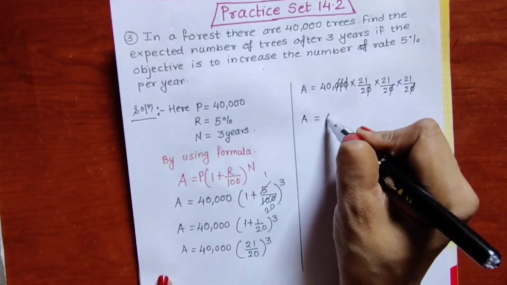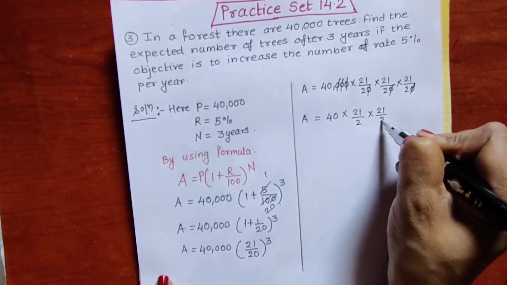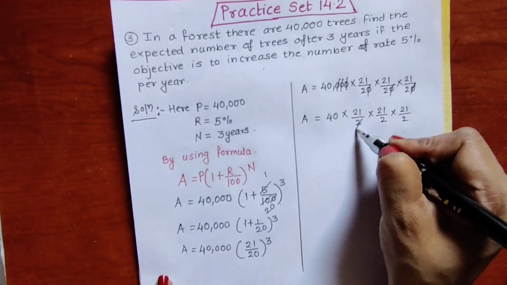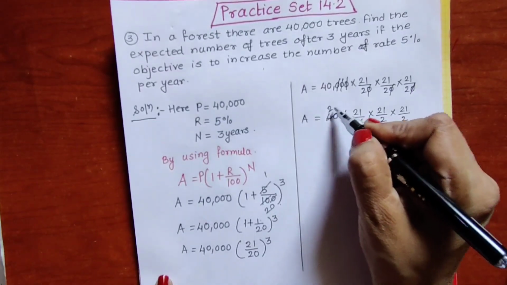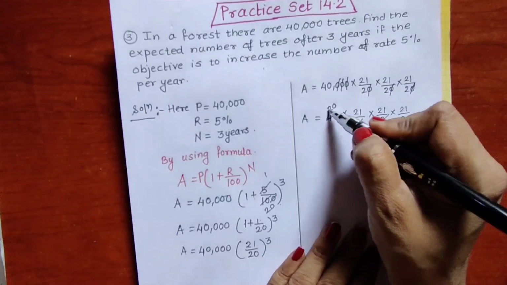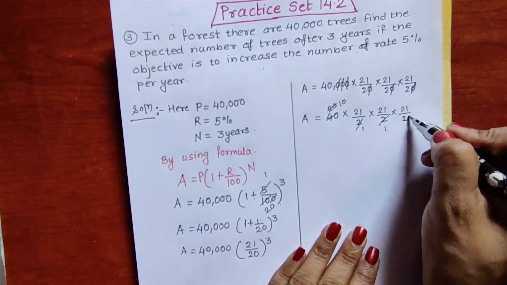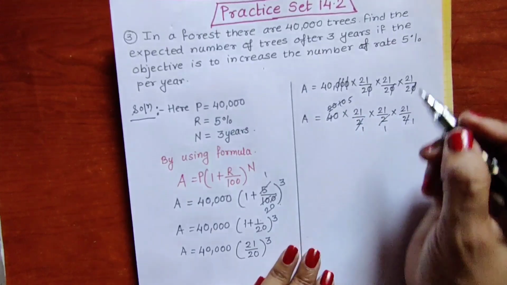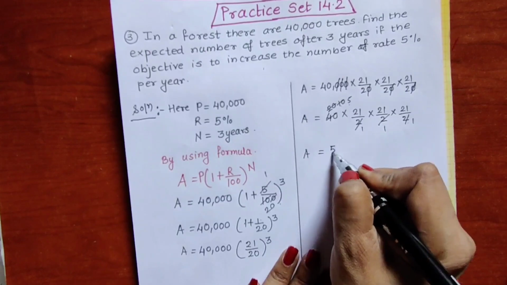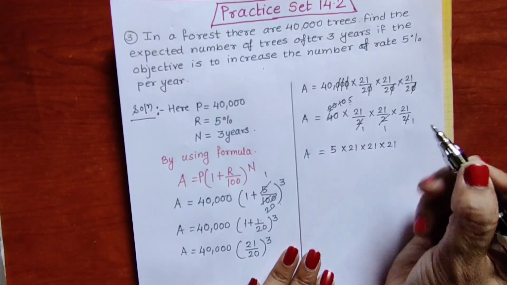Now I will write whatever is remaining. 40 into 21 upon 2 into 21 upon 2 into 21 upon 2. Why has 2 been written? Because the zeros are cancelled. So 2 ones are 2, 2 twos are 4, 2 zeros are 0. So this 2 is cancelled. Now the second 2, 2 ones are 2, 2 tens are 20. Again this 2 is remaining and can be cancelled by 10. So 2 ones are 2, 2 fives are 10. So we have cancelled this 40 here. 5 is remaining. A is equal to 5 into 21 into 21 into 21. All the 2's from the denominator are cancelled.